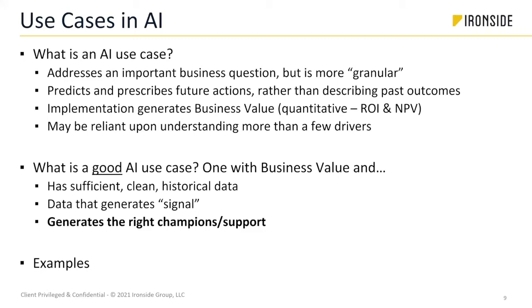So if we want to grow revenue, that's too high level a question, right? If we want to understand price sensitivity, you're getting more granular. So granularity ultimately becomes important. It predicts and prescribes future actions. A lot of analytics today is traditionally descriptive analytics, understanding what has happened and perhaps why it has happened. The great thing about machine learning and AI is it's used to predict and prescribe actions from those predictions going forward. And the implementation must generate real business value.